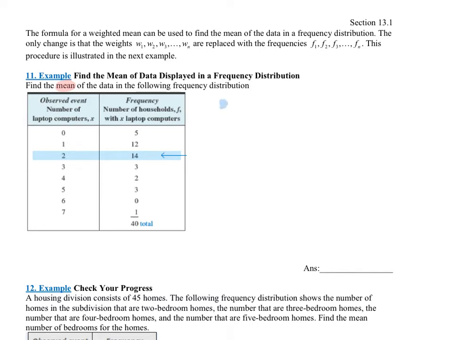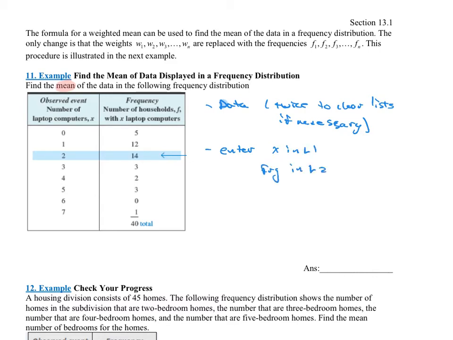So what I'm going to do is I'm going to hit data on my calculator, and I'm going to say twice to clear lists if necessary. And then I'm going to say enter. Once you hit data and you go to those clear lists, I'm going to say enter X in list 1 and frequency FRQ in list 2.